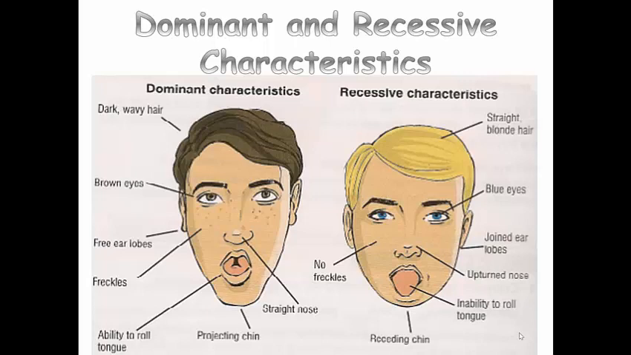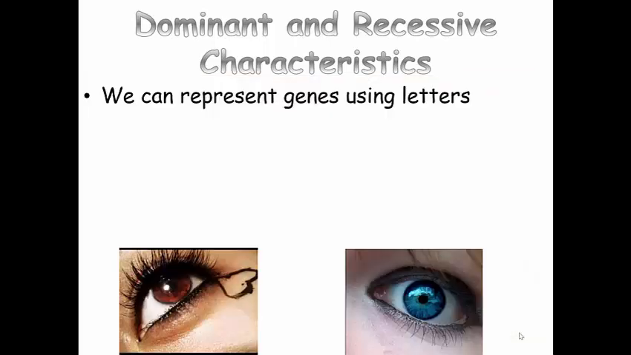Okay, here's some more characteristics that are dominant and recessive. So dark wavy hair, brown eyes, free earlobes, freckles, ability to roll tongue, projecting chin and straight nose are all dominant, whereas blonde hair, straight hair, blue eyes, lobed earlobes, upturned nose, inability to roll tongue, receding chin and no freckles are all recessive characteristics. Okay, so you need 2 copies of the genes for those in order to develop those features.